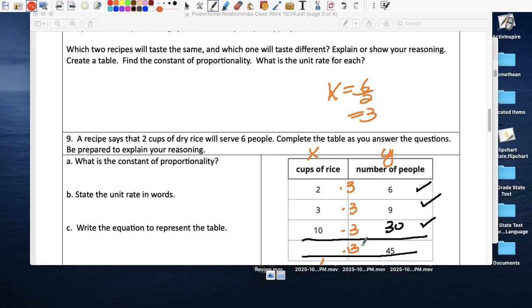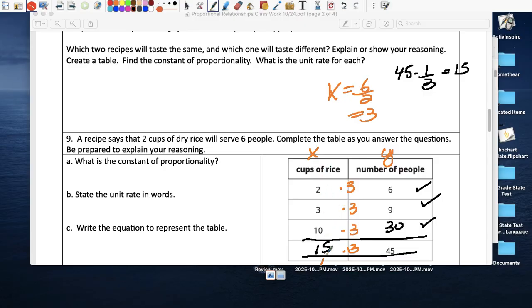Right? And then here, instead of multiplying by 3, what are we going to multiply by? Well, because we're going the other way, what's the reciprocal of 3? The reciprocal of 3 is 1/3. So it's going to be 45 times 1/3, which is 15. I'm going to put a 15 here. And going back from left to right, 15 times 3 is 45. So this is the correct answer.